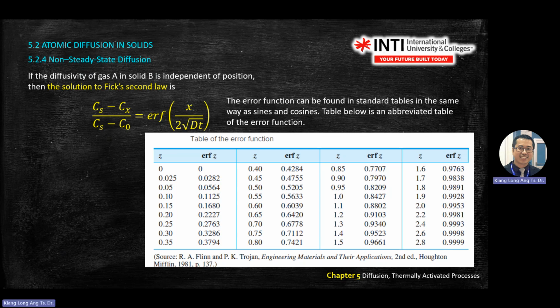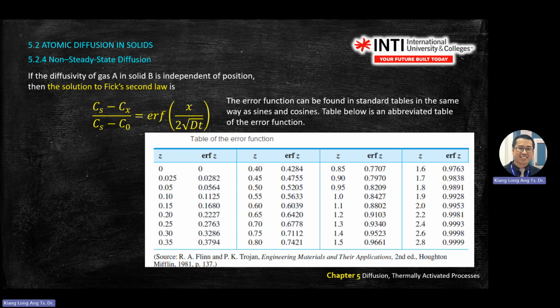Let's say you have x divided by 2 square root Dt. You have the time, you have D, you have x. Let's say you have 0.70. Your Z value is 0.70. You go to this table, 0.70. Your ERF is 0.6778. Take this value, substitute here. This whole thing is ERF Z. So 0.6778 is here. Something will be missing here.